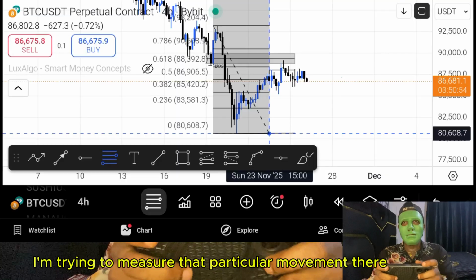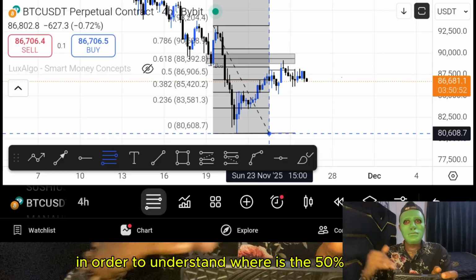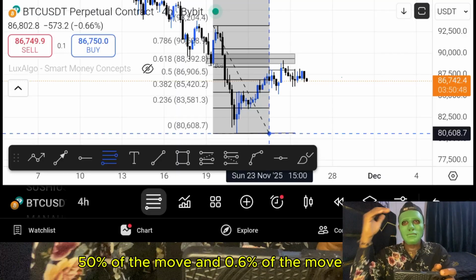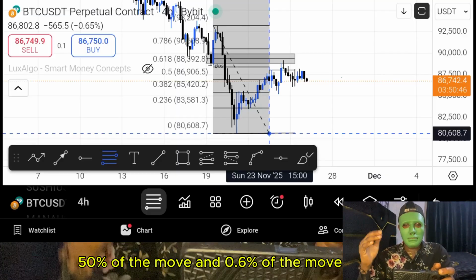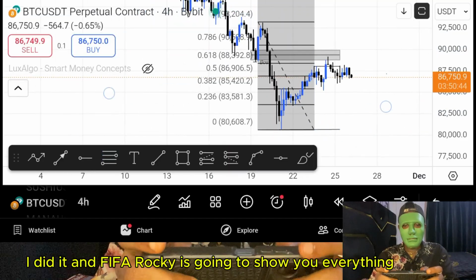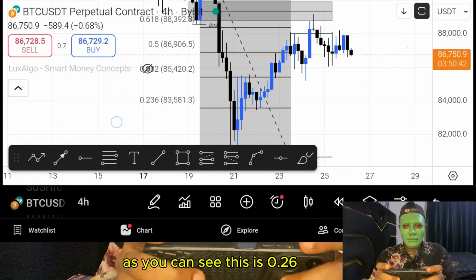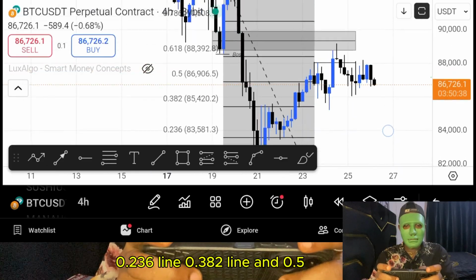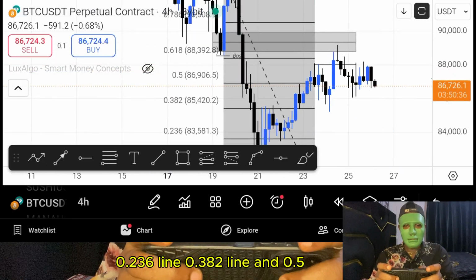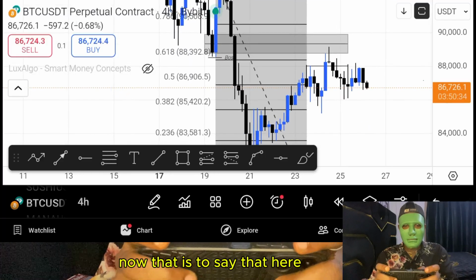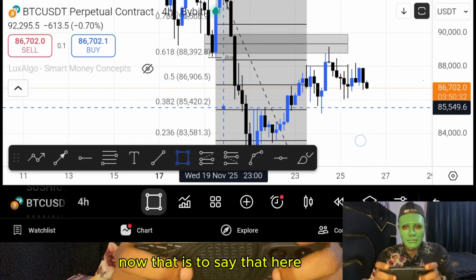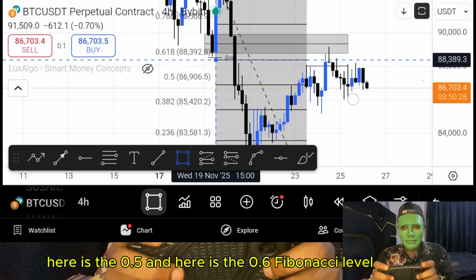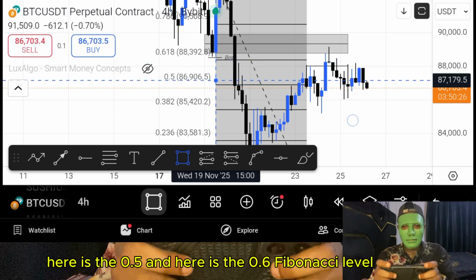So I'm measuring that particular movement in order to understand where the 50% of the move and 0.6 of the move are, which is the discount rate. I did it, and Fibonacci is going to show you everything. As you can see, this is the 0.236 line, the 0.382 line, and 0.5. Now, that is to say that here is the 0.5 and here is the 0.6 Fibonacci level.